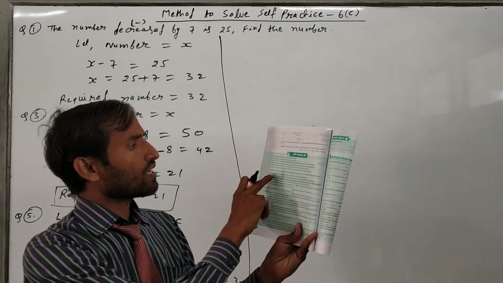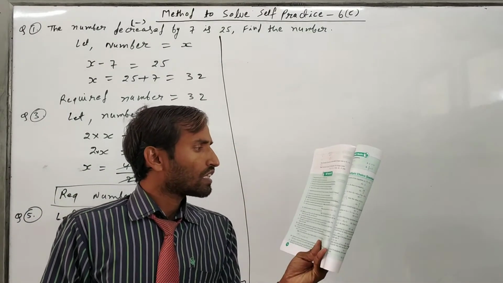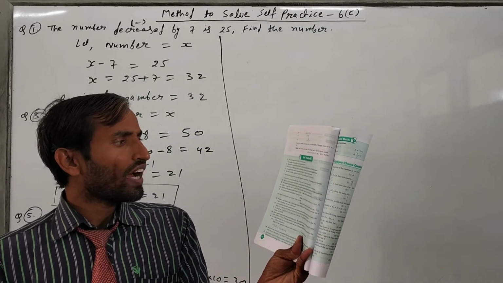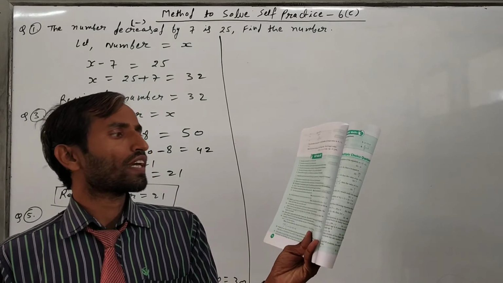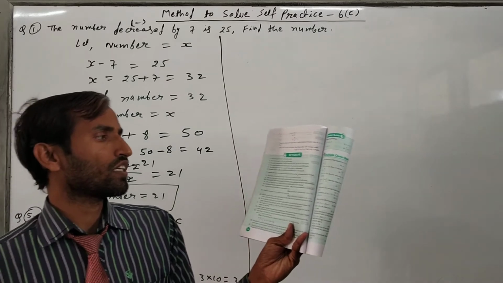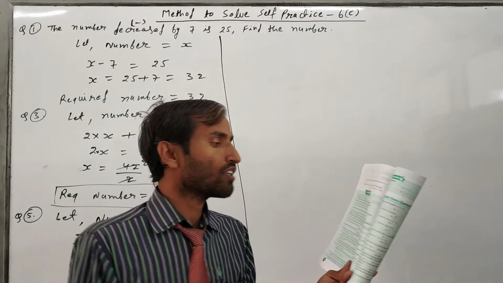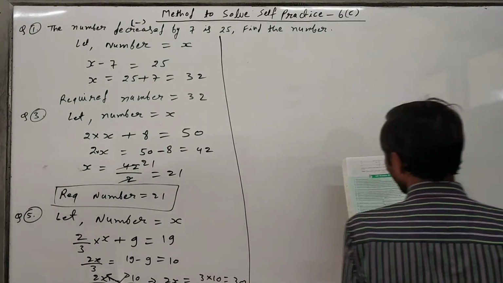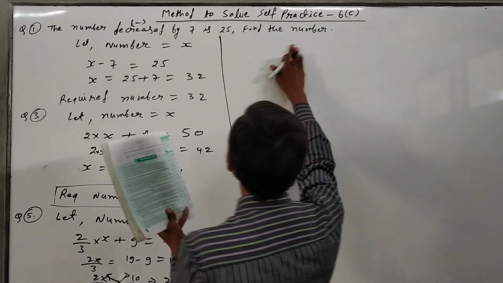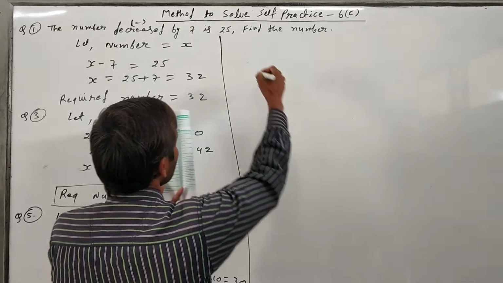So question number 7 is based on an age problem. Seema's little sister is now 5 years old. If her age is 2 years more than 1/5 of Seema's age, how old is Seema? We have to find the age of Seema. Okay. So Seema's little sister is now 5 years old. In the question it is given that the little sister's age is equal to 5 years.